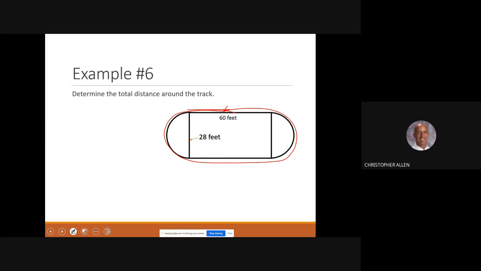So my question is, what's that distance? Well, let's start with the easy part. Let's do the straight parts. If this is 60 feet right here, what's this distance down here? Got to be 60 feet as well, because this is what we call a rectangle, and in a rectangle, we know that the opposite sides are congruent.